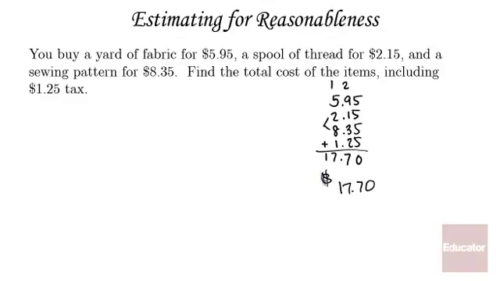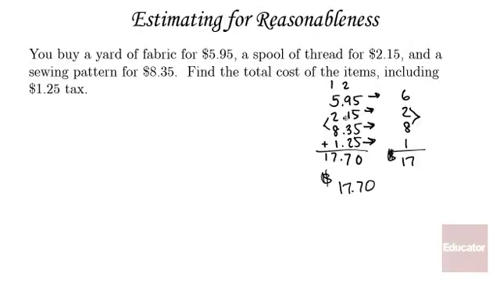Now I'm going to estimate and see if my answer sounds reasonable. $5.95 is about $6, $2.15 is about $2, $8.35 is about $8, and $1.25 is about $1. So the 8 and the 2 gives me 10, and then the 6 and the 1 would give me 7. So 10 plus 7 is $17. And yes, my answer looks reasonable.